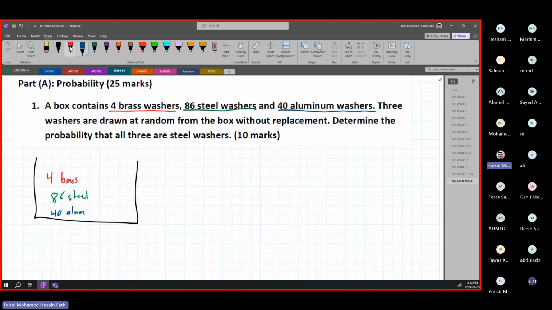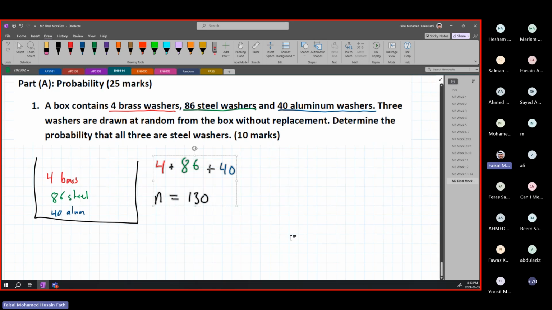The total number of washers is 4 plus 86 plus 40. This is the first thing you're going to find: the total number of samples, or the total sample size. So it's 4 plus 86 plus 40. So your N is equal to 130. Yes. So you have 130 total washers. All right.